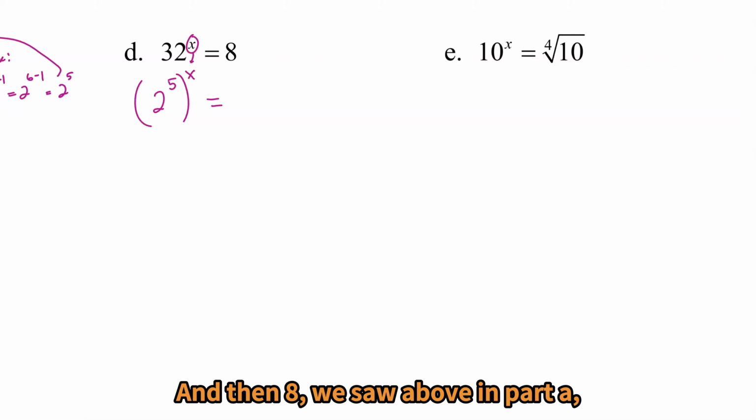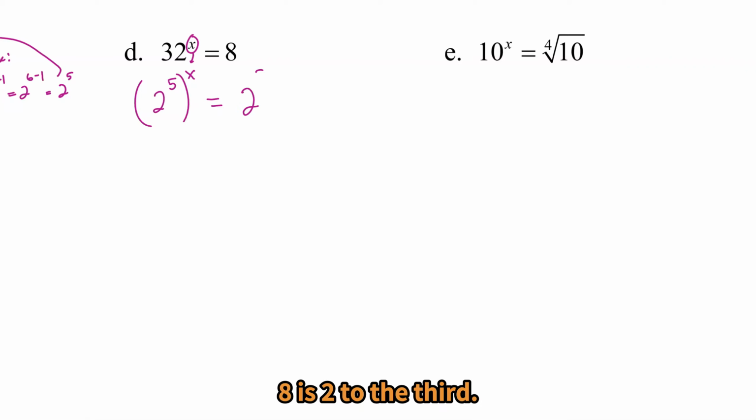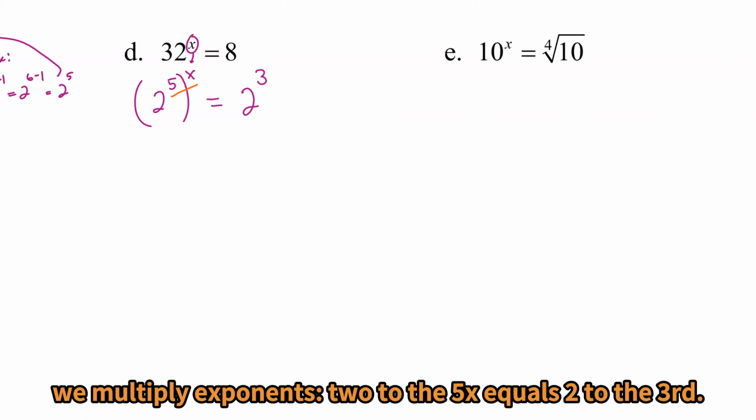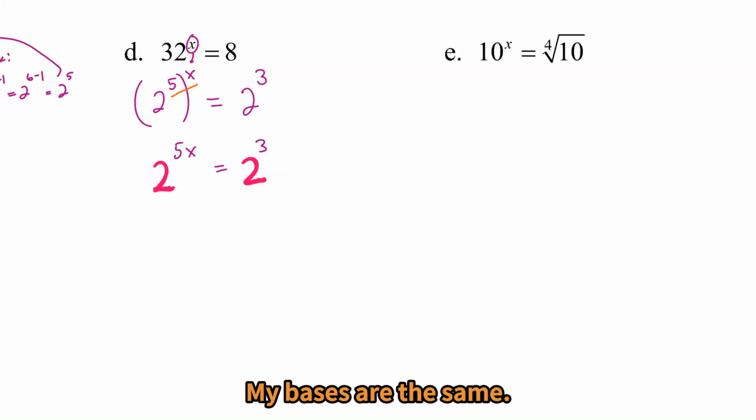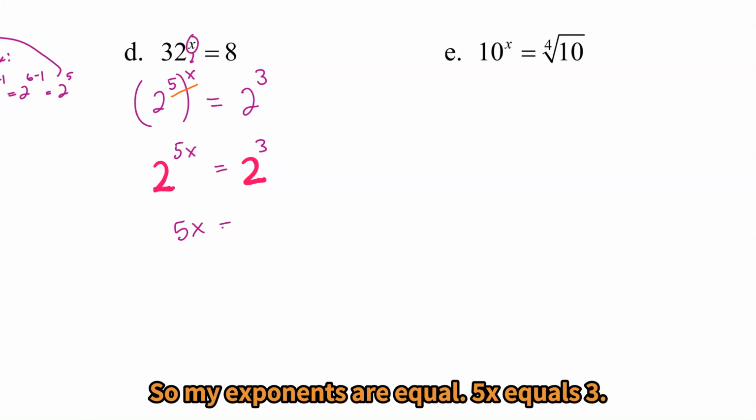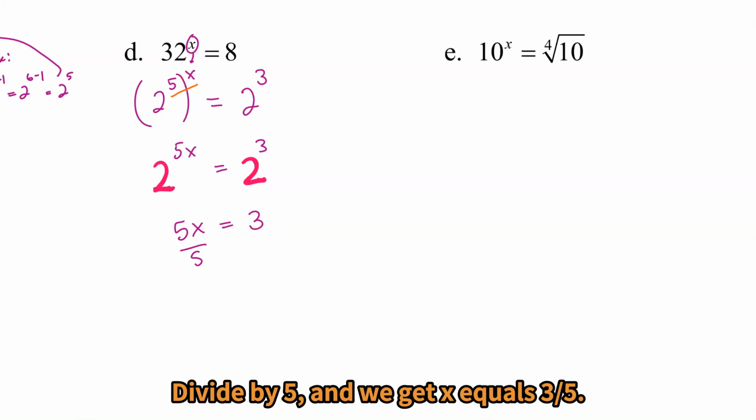And then 8, we saw above in part A, 8 is 2 to the 3rd. Now, 2 to the 5th to the x power, we multiply exponents. 2 to the 5x equals 2 to the 3rd. My bases are the same, so my exponents are equal. 5x equals 3, divide by 5, and we get x equals 3/5.